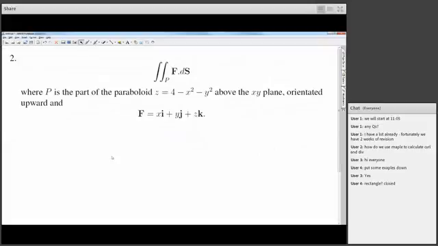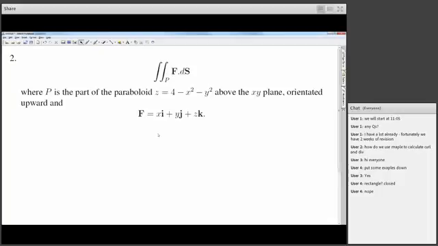So let's do this one. Again, as soon as you say it's a flux integral, you know, okay, first thing, is it a closed surface? Do we have a closed surface in this case? What do you guys reckon? Is this one closed? And the answer is no, that's right.